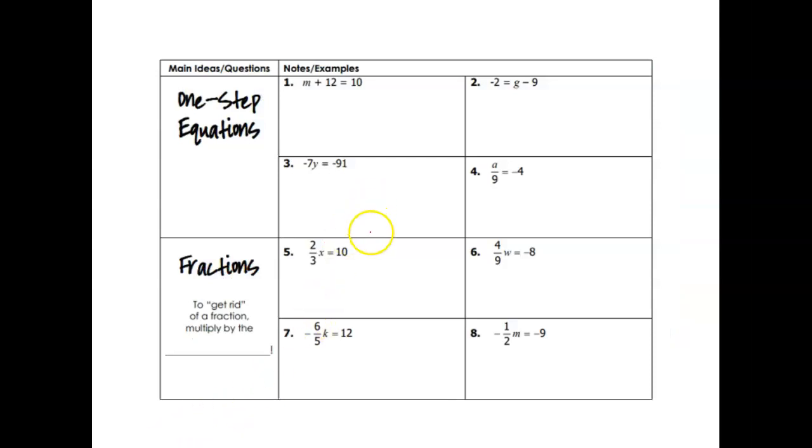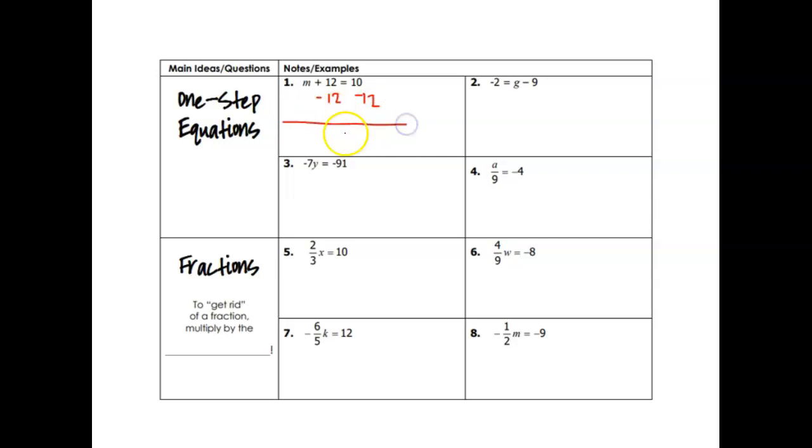Okay, so they give us some problems, but we're not scared. We think inverse operations, and we're doing the opposite of what we see. So for number 1, m plus 12 equals 10. Well, I see addition, so I know I need to do the inverse. I need to subtract 12 from both sides, and I need to get m by itself, okay?